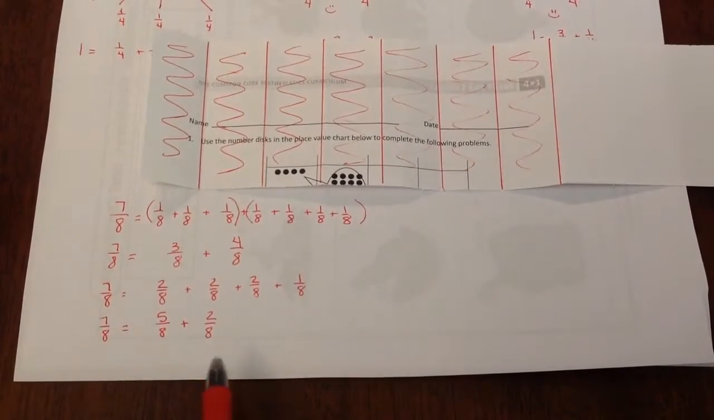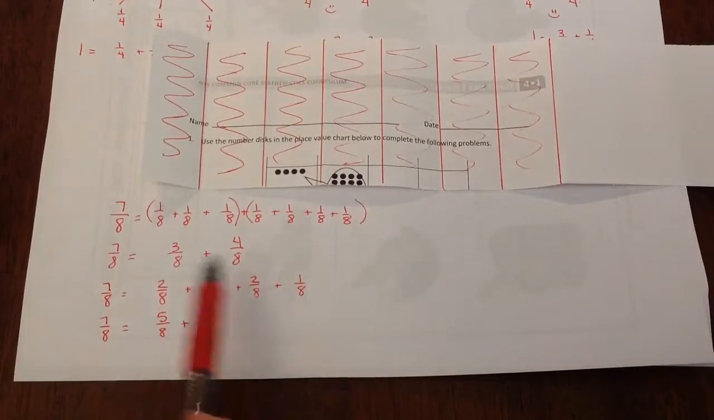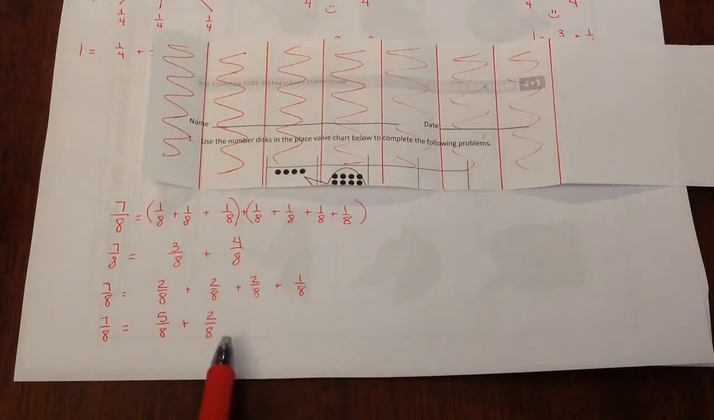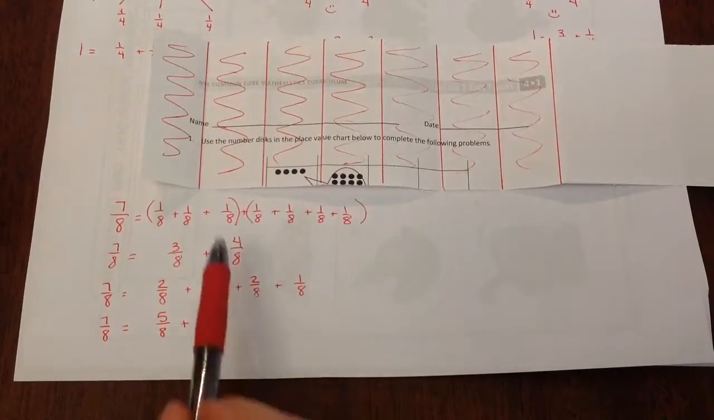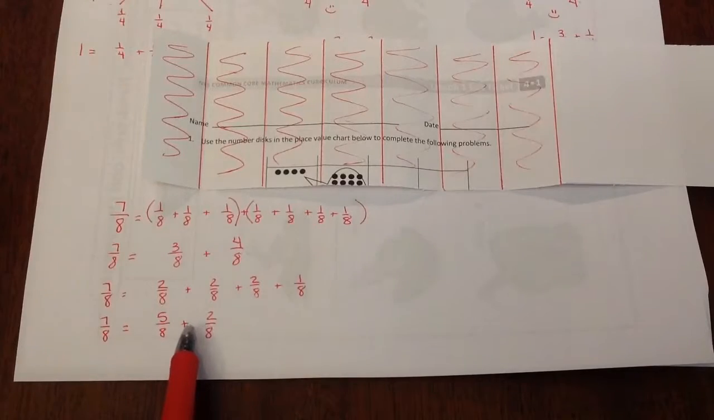Here are some possibilities you might have come up with. 2/8, 2/8, 2/8, 1/8, or 5/8 and 2/8. Regardless of how you bond your eighths, regardless of how you write your number sentence, what do they all have in common? They all equal 7/8. It doesn't matter how you break it apart.